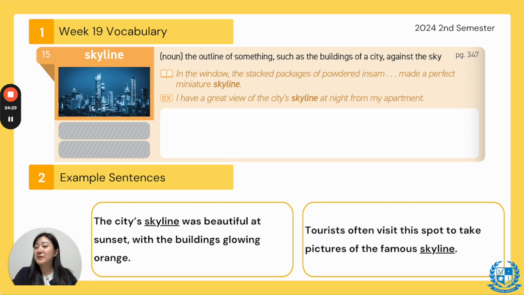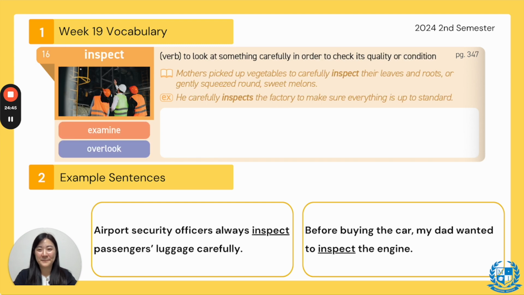So it's very beautiful. Next one, it says, tourists often visit this spot to take pictures of the famous skyline. And it happens everywhere we go. We can take pictures over in New York. It happens in Chicago, in LA, everywhere. Next one, number 16, everyone say inspect.